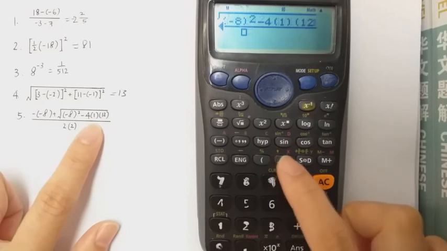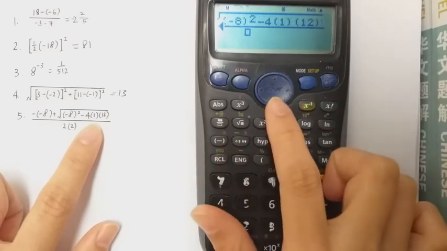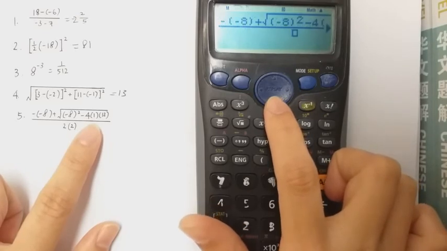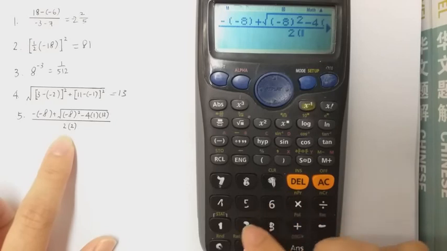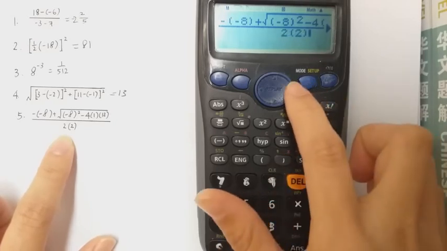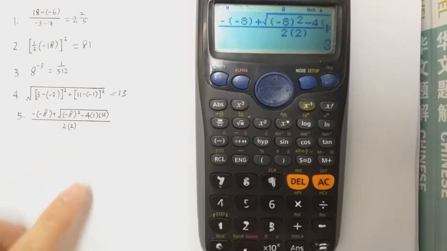You can key in exactly like this, and you want to shift to the denominator, so we will press the down button, 2 times 2, which is 2 bracket 2, and we'll shift the cursor to the right, equals, we get an answer of 3.